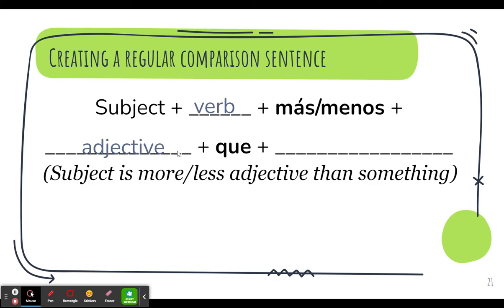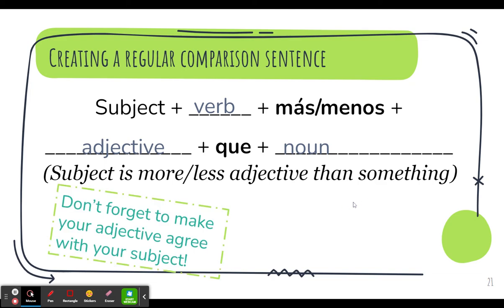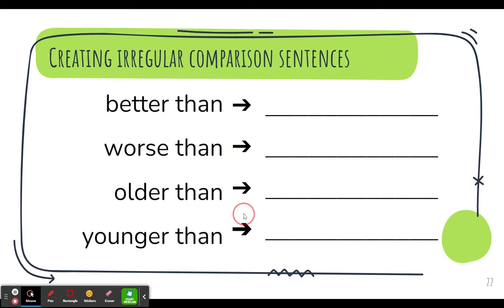Then you'll have an adjective, and this adjective will agree with the subject. Que, which is than, and then whatever you are comparing it to, a noun. So what you are saying is your subject is more or less this adjective than something else. Don't forget that you need to make your adjectives agree, and go ahead right now and write 3 examples and then show me.